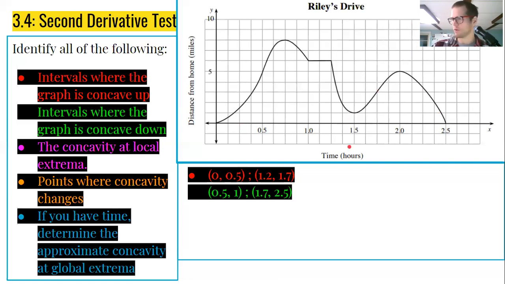So something else I want to think about, just because I'm curious, is what's the concavity at the local extrema? Now we had 3 local extrema here. We had 2 maxima and 1 minimum.